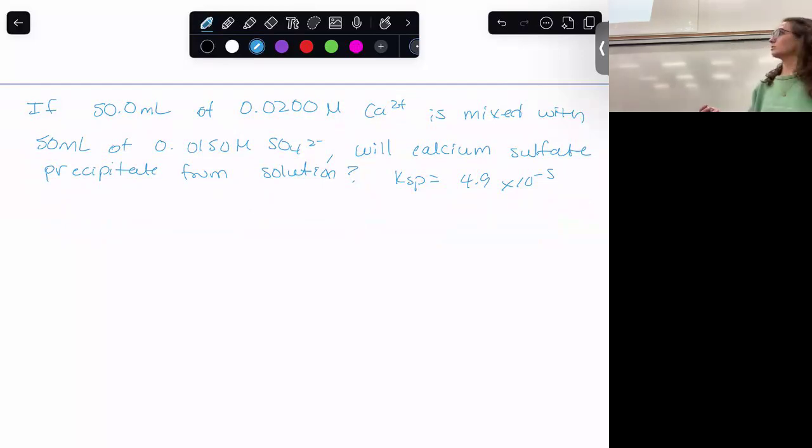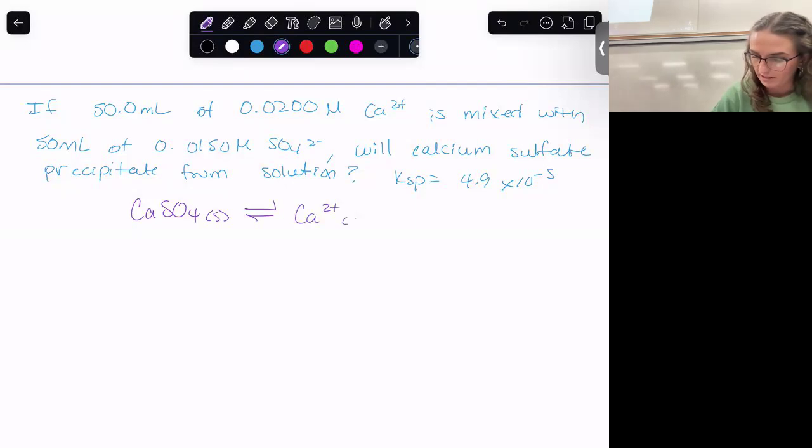Right, we can write Ksp for the calcium sulfate. So we're looking for calcium sulfate. Ca is 2 plus and sulfate is 2 minus, so it's going to be 1 to 1. Calcium sulfate forms a calcium 2 plus ion and a sulfate ion.